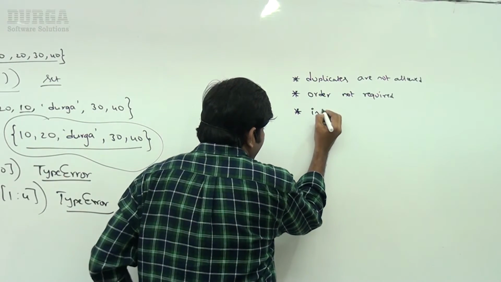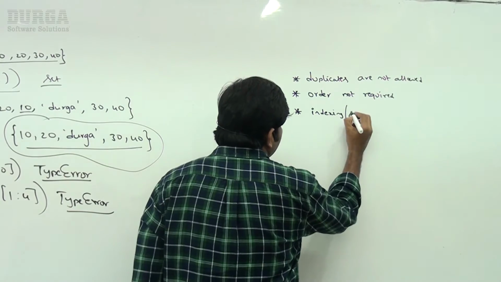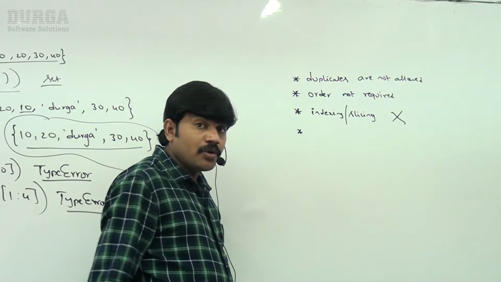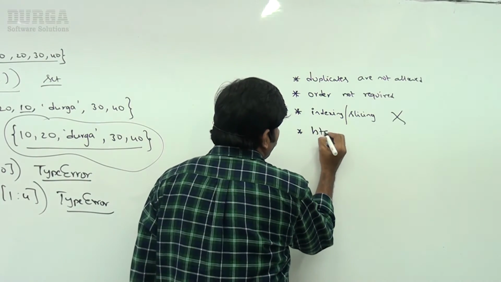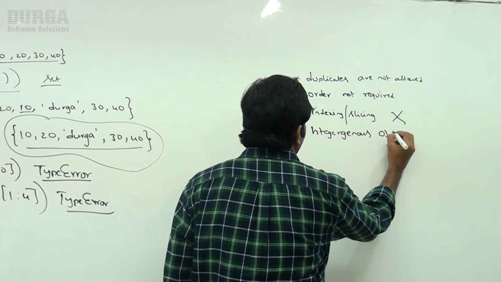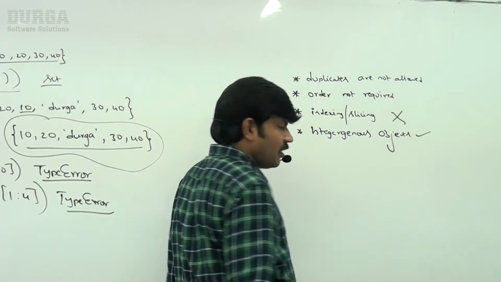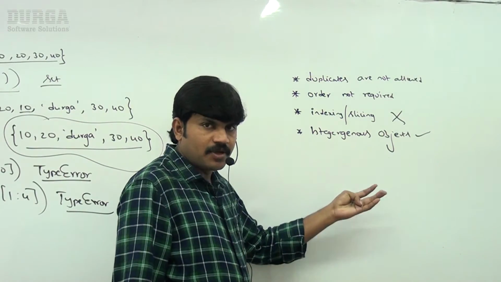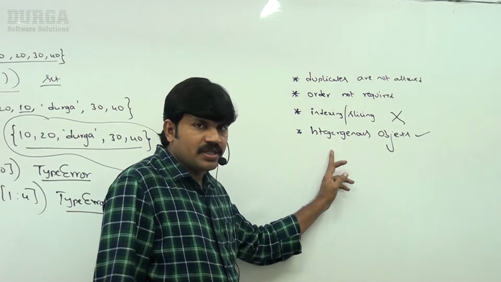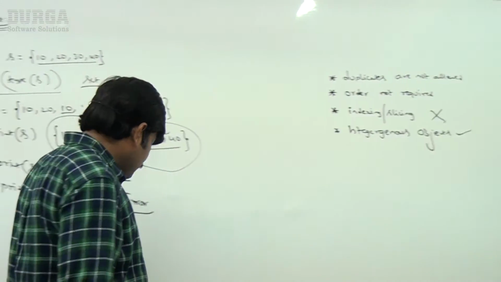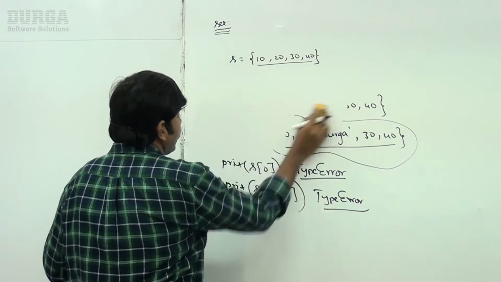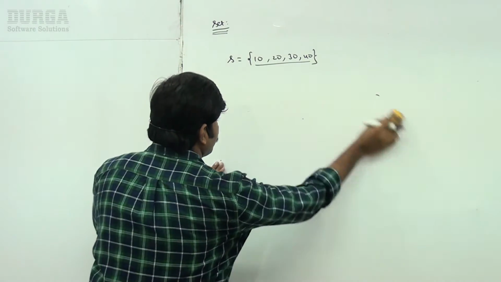Next, the indexing and slicing concepts are not applicable. Next, heterogeneous objects are allowed, no problem at all. Heterogeneous objects are allowed everywhere. In list applicable, tuple applicable, set applicable, frozenset applicable, dict applicable, everywhere heterogeneous objects are allowed. Next, one more important conclusion is there. Take very special care about this one.